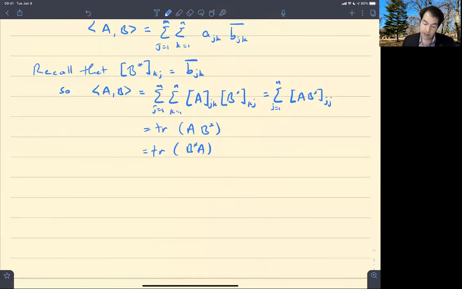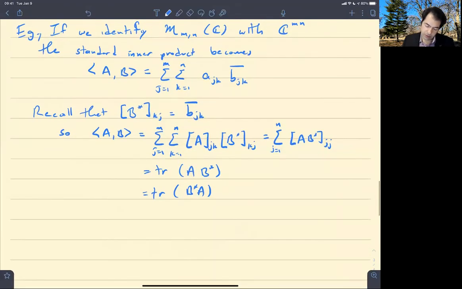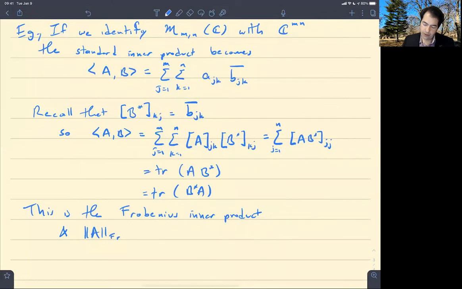Okay, so this gets a name. This is the Frobenius inner product. And the Frobenius norm of a matrix is equal to the square root of the trace of A star A. Well, sorry, yeah, A star A.